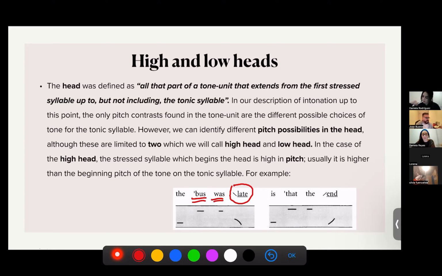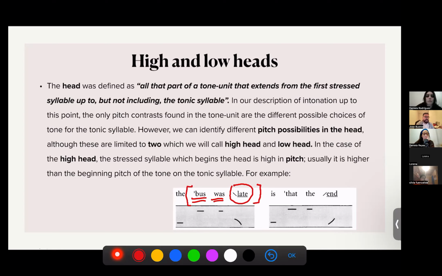Yes, "bus". Is "was" part of the head? No, it's the pre-head. Very good. So we are only going to focus on the head here.